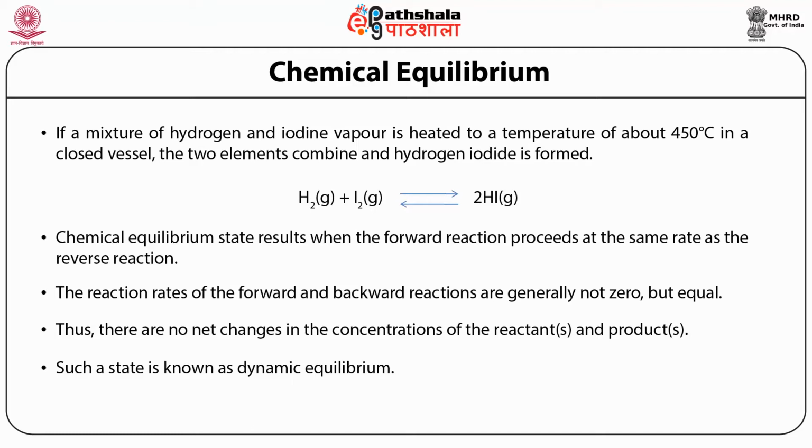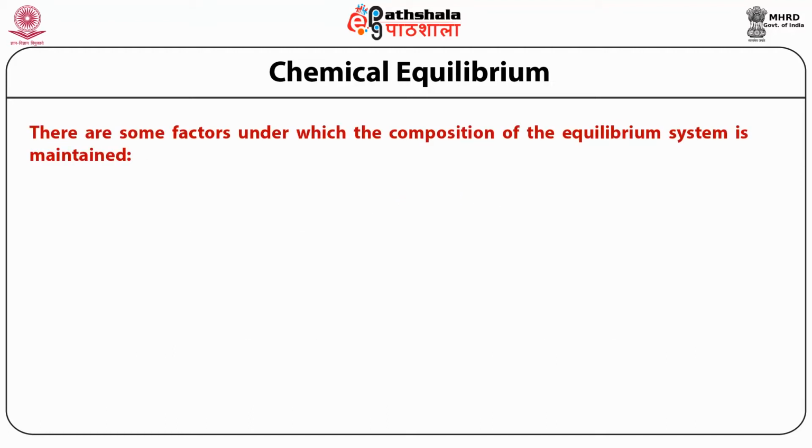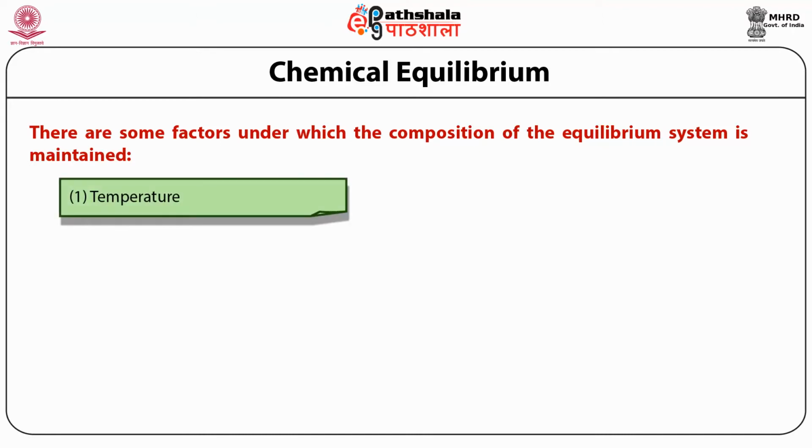It is found that after the elapse of a sufficient time interval, all reversible reactions reach a state of chemical equilibrium. In this state, the composition of the equilibrium mixture remains constant provided that the temperature also remains constant. There are some factors under which the composition of the equilibrium system is maintained. Temperature. If the temperature of an equilibrium mixture of nitrogen, hydrogen, and ammonia is increased, then the reaction which absorbs heat will be favored and so ammonia is decomposed.